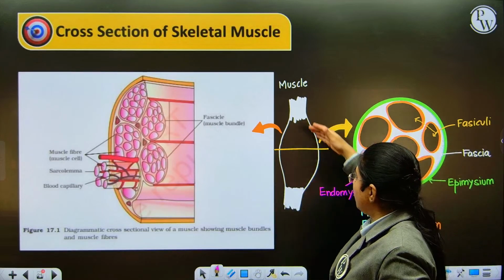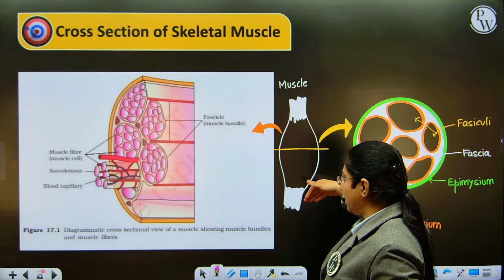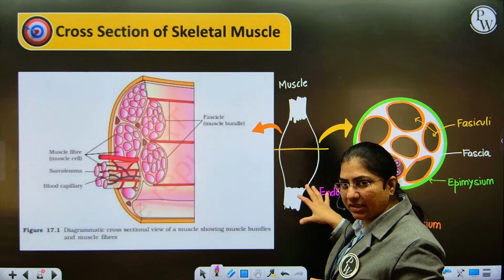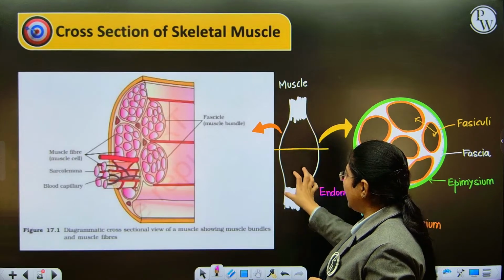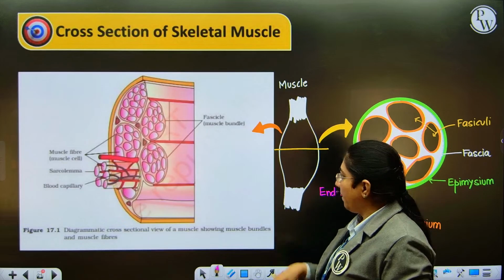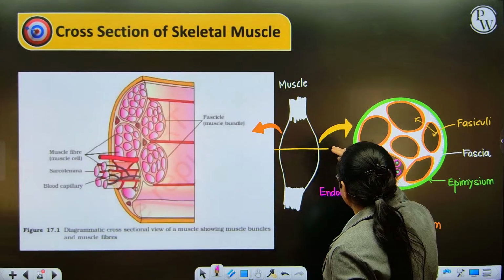Now, when we talk about muscle, here we are focusing on skeletal muscle and its understanding. Muscle is a fusiform shaped organ. When we take a cross section, this is how it appears.